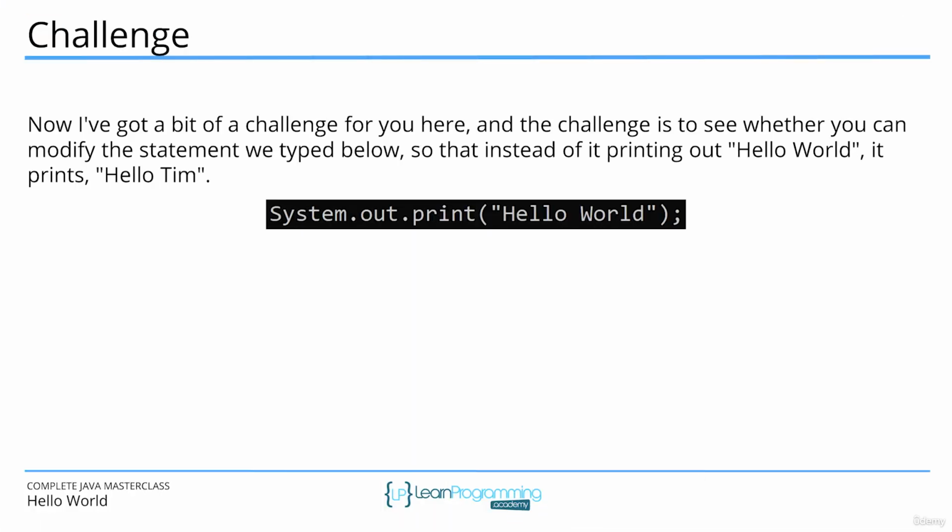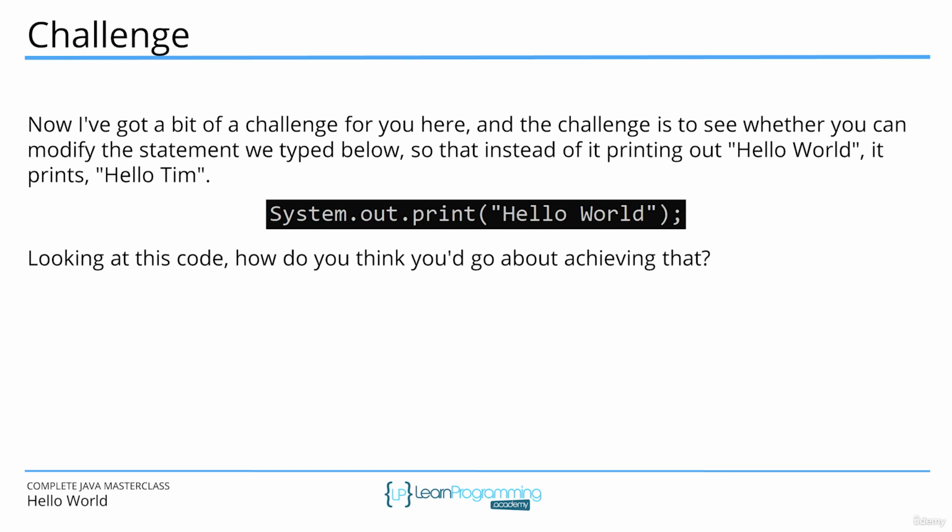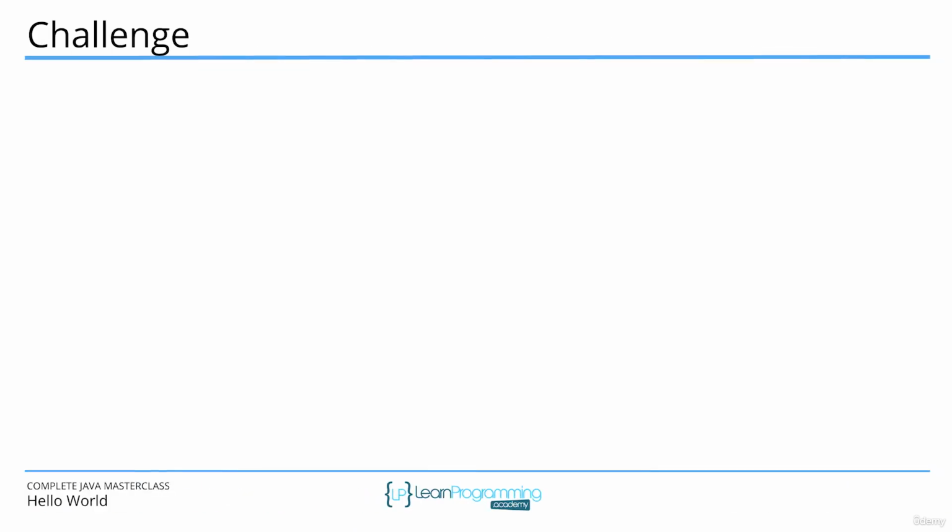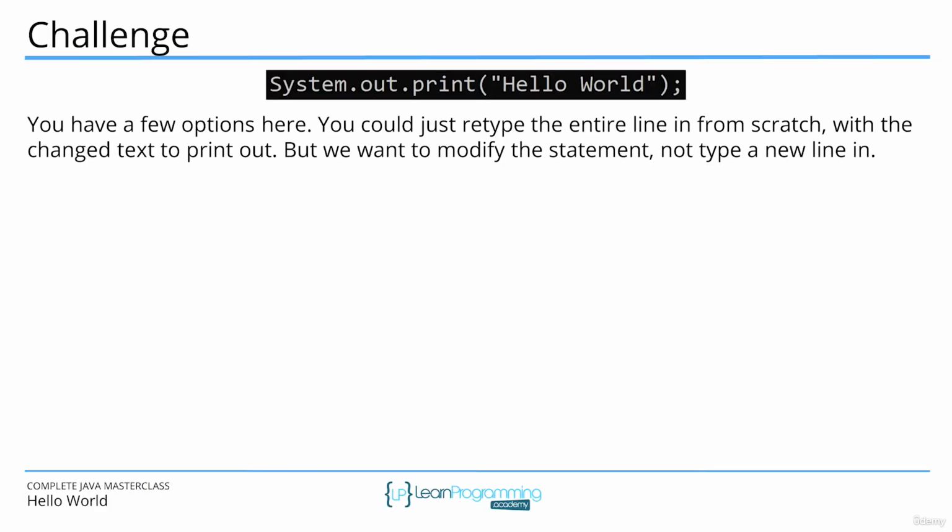Now I've got a bit of a challenge for you here, and the challenge is to see whether you can modify the statement we typed below so that instead of it printing out "Hello World," it prints "Hello Tim." Looking at this code, how do you think you go about achieving that? Let's see if you can figure that out and get that to run. You have a few options here. You could just retype the entire line in from scratch with the changed text to print out. But we want to modify the statement, not type a new line in.